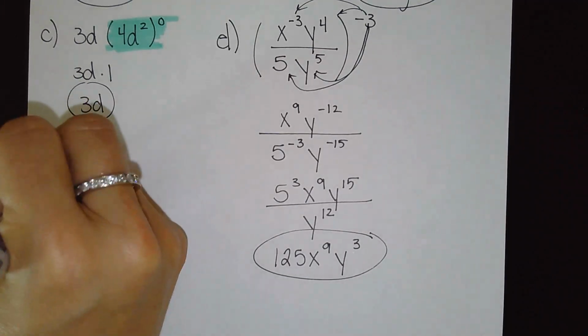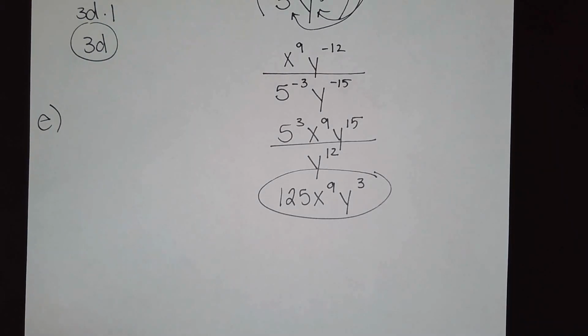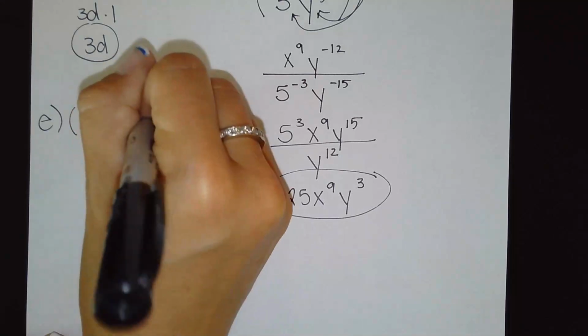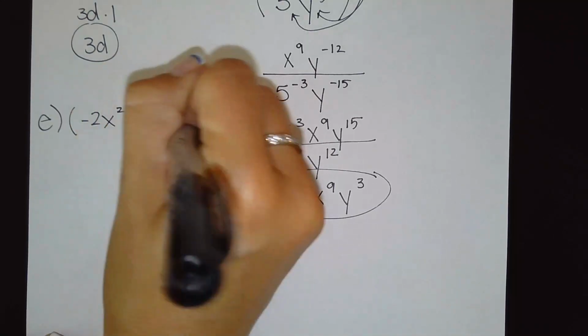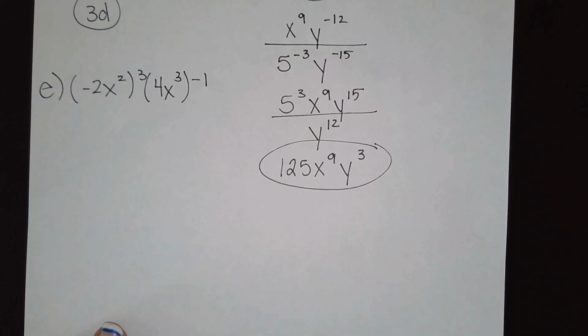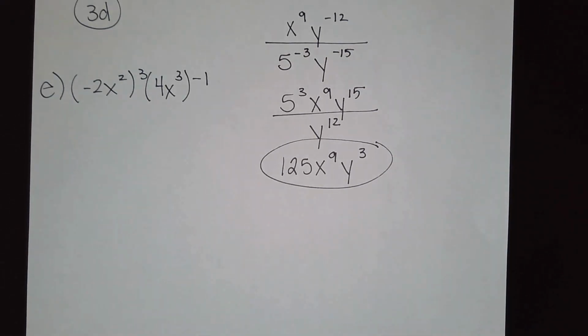Let's go to E. How about this one? Negative 2x squared cubed times 4x cubed to the negative 1. I want you to try this with your group. So I want you to start with your group from the very beginning and talk it through. What are you going to do as a group?